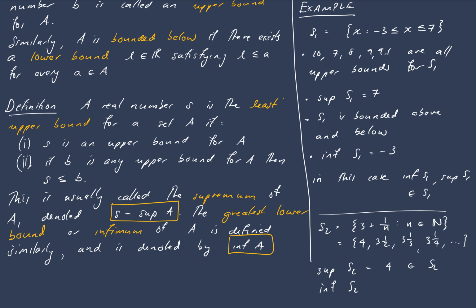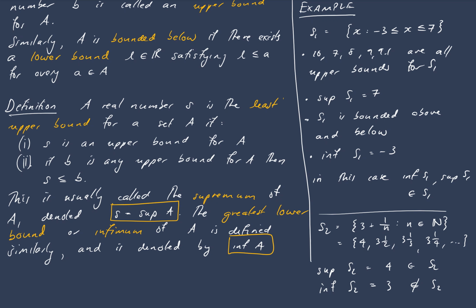And inf S2, we don't actually have the machinery to properly deal with this yet, but hopefully, at least intuitively, you can see that these numbers are heading off towards 3, but they're never going to get there. No matter how large I make n, it's never going to get exactly to 3, but I can get as close as I like, and this is the kind of notion we'll be exploring a lot more carefully a little later on. But hopefully you can convince yourself that the infimum of S2 is equal to 3, which is not an element of S2. Okay, so supremum and infimum may or may not be members of the set in question.